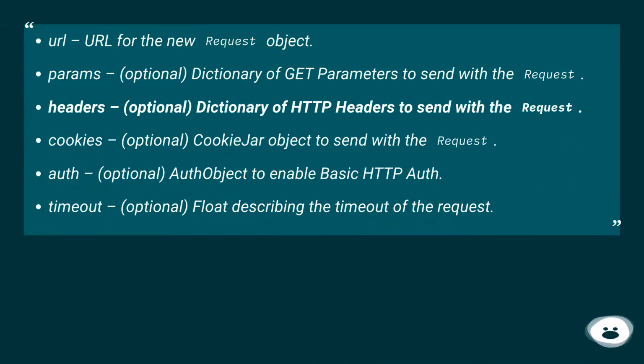URL for the new request object. Params, optional, dictionary of GET parameters to send with the request. Headers, optional, dictionary of HTTP headers to send with the request. Cookies, optional, cookie jar object to send with the request. Auth, optional, auth object to enable basic HTTP auth. Timeout, optional, float describing the timeout of the request.